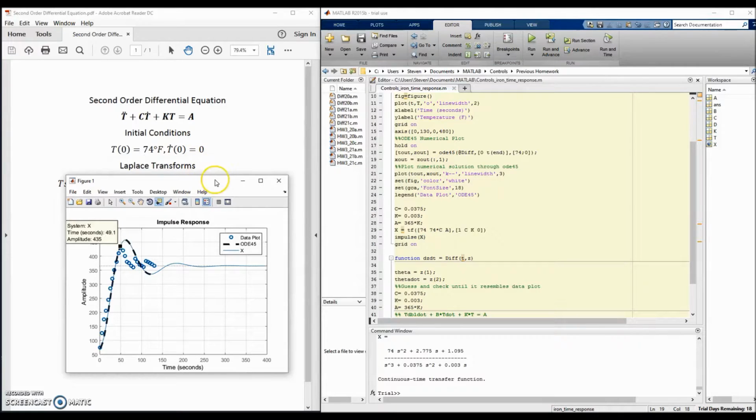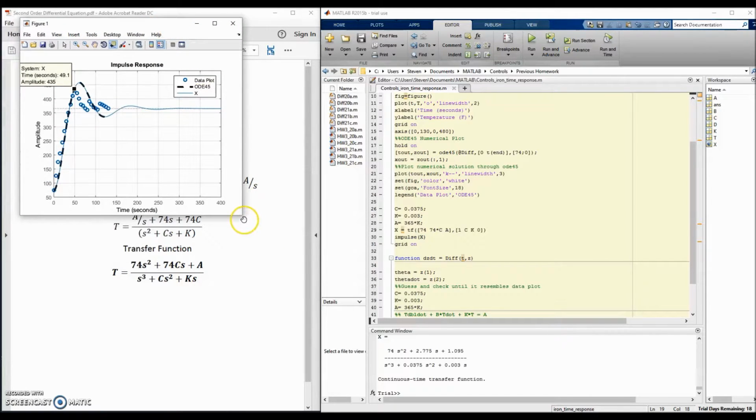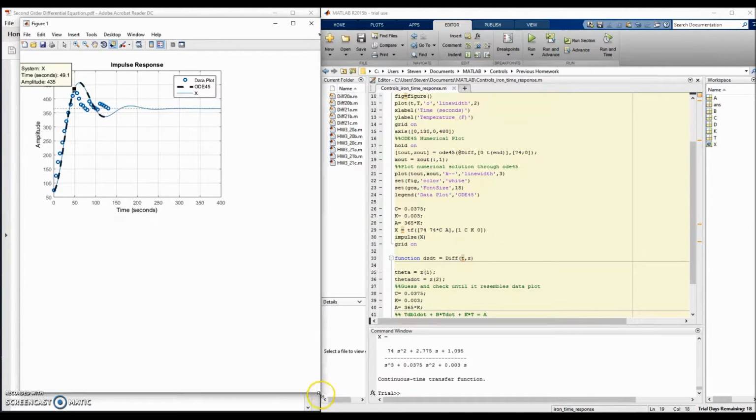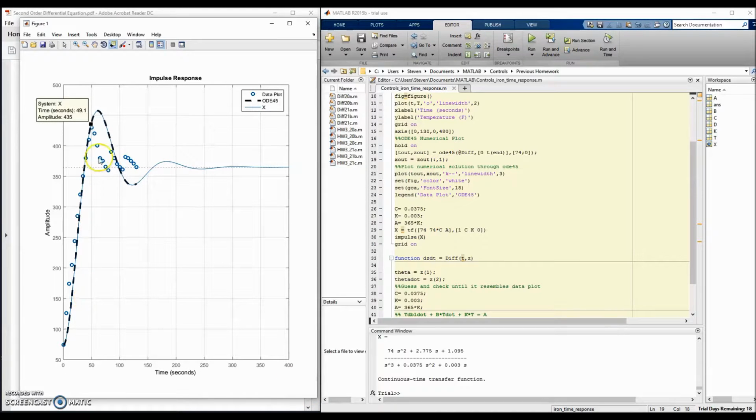And you can see also that our ODE45 and the impulse plot are lined up on each other. And the way we got it to get about as close as possible to our data plot was playing with the values of C, K, and A. So we basically did a guess and check of these variables until we got something that resembled what we actually recorded.